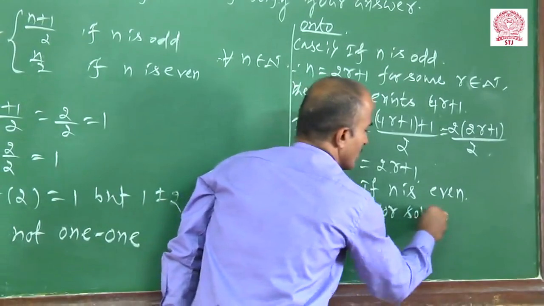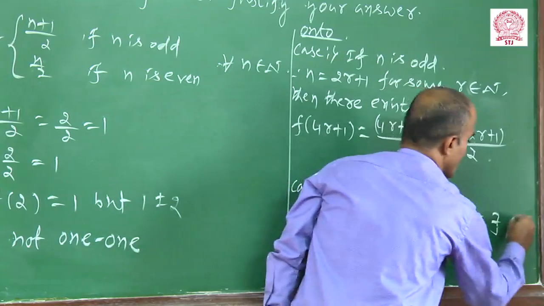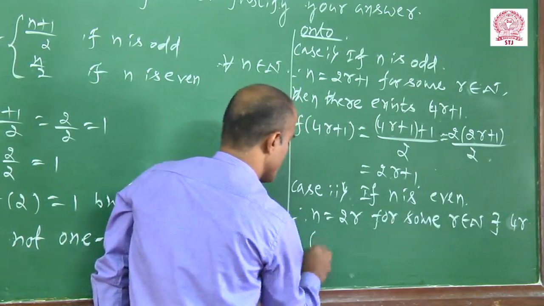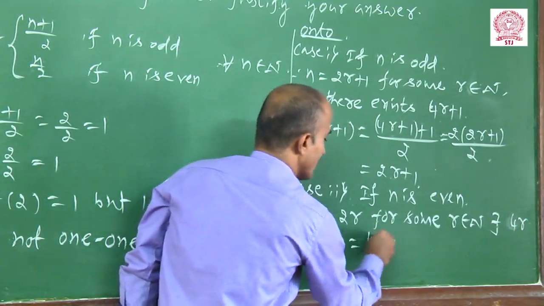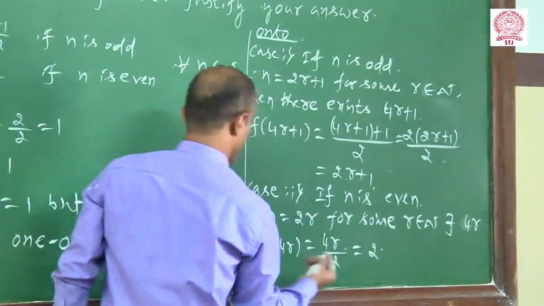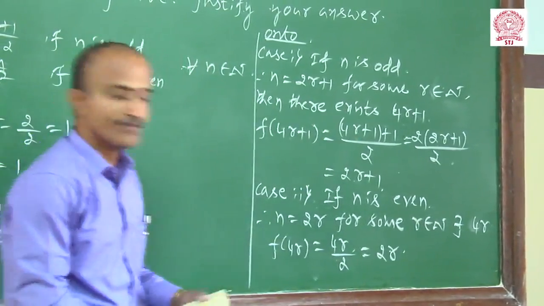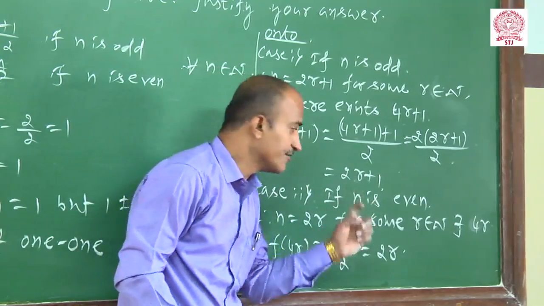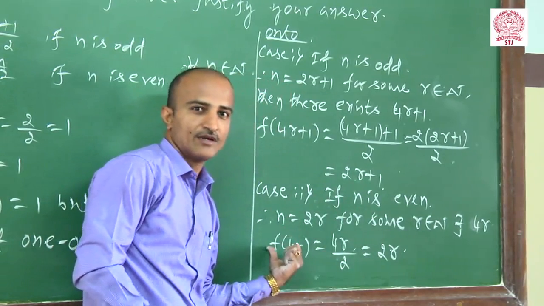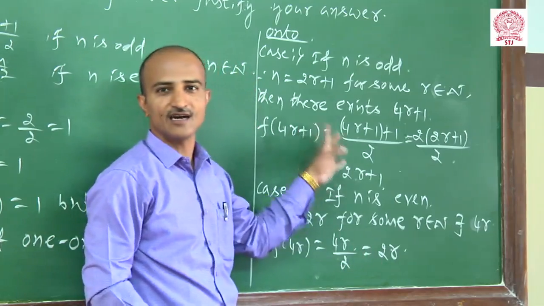For some r belongs to N, there exists a number 4r such that f of 4r equals, when n is even, n by 2, that is 4r by 2, which will be equal to r. Means for any even number in the codomain, we have a corresponding pre-image in the domain. So codomain is equal to range. Therefore the function f is onto.